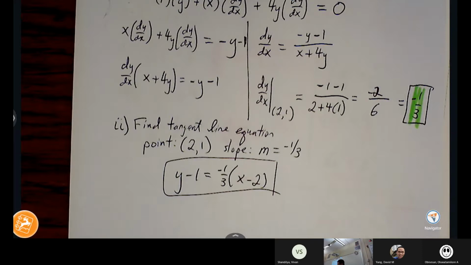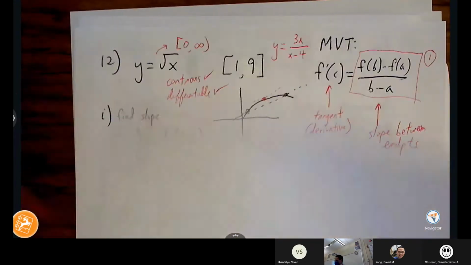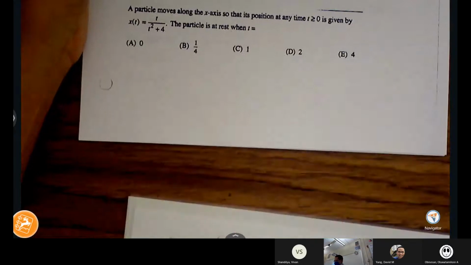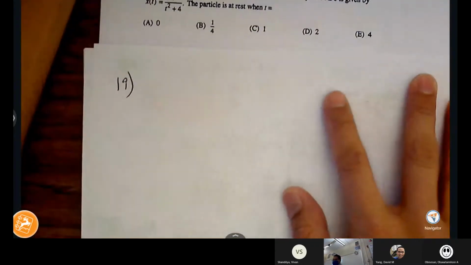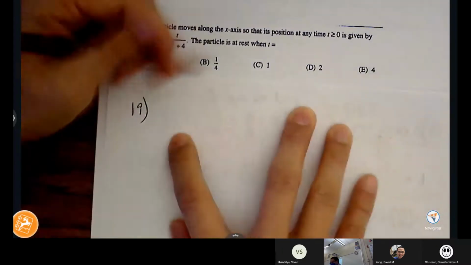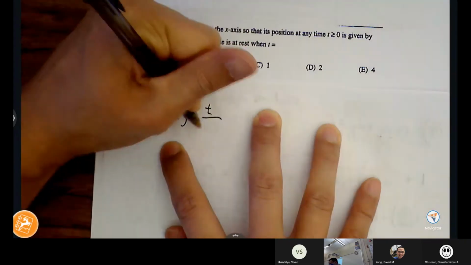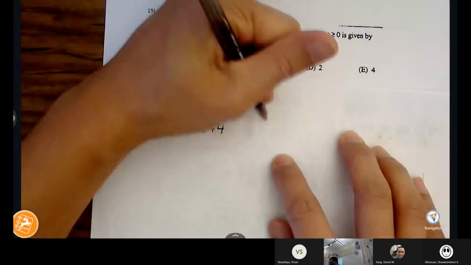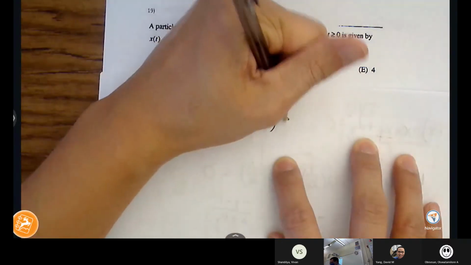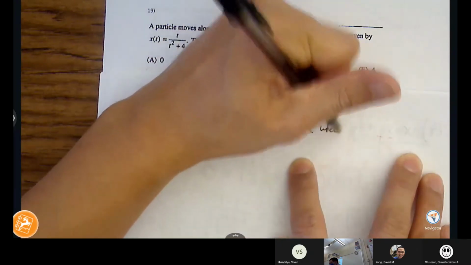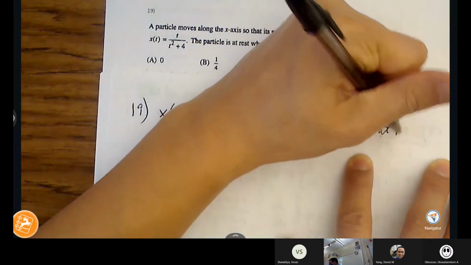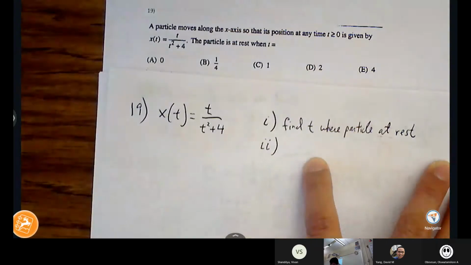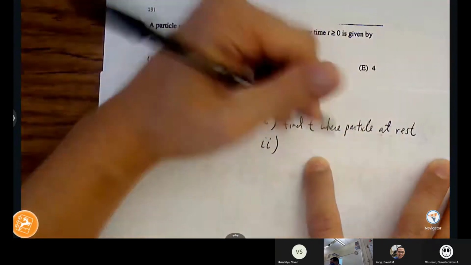Let's do a particle motion problem. This is number 19. So 19 reads that a particle moves along the x-axis so that its position is given by x of t. I'm going to extend this problem a little bit as well. First part, let's find when the particle is at rest. And then next, let's find the interval where the particle is moving right.